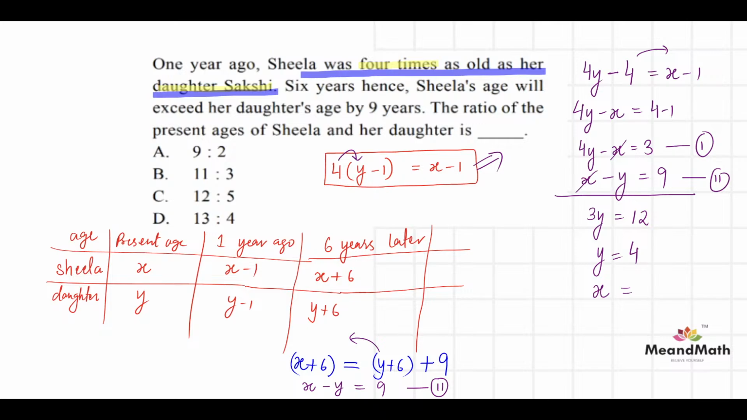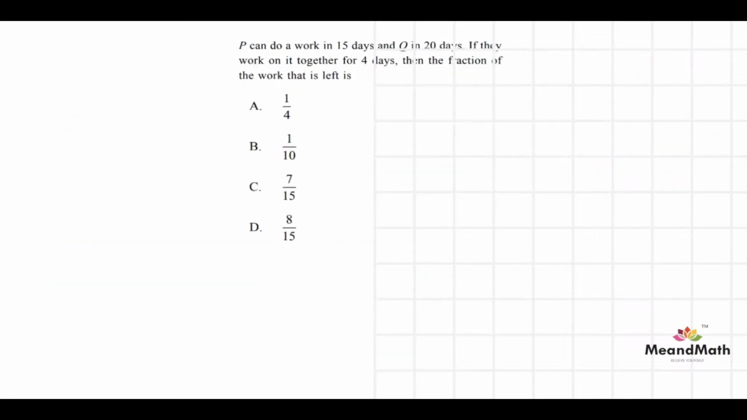So we can find x from the second equation, which is 9 plus y. 9 plus y, that is 9 plus 4, 13. So x is 13. X was the ratio of present age of Sheila and the daughter. So Sheila is 13 and the daughter is 4. So D part is the right answer. Correct? Hope that makes sense. Let's move to the next question.